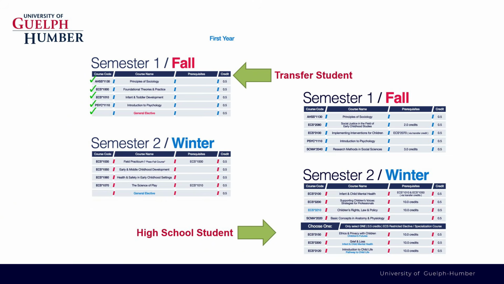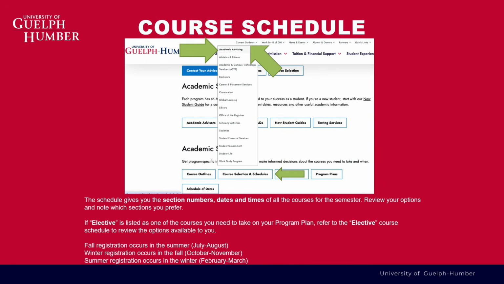But if you're coming directly from high school, look at the program plan on the right. Now, keep in mind, when we select courses, we select courses on a semester-to-semester basis. So right now, we're only looking at the fall semester. So you'd want to look under semester 1, fall, and look at all the course codes listed under that semester. And those are the course codes that you want to be searching for later on. It's important that you note the course code because you want to search specifically for those courses listed on the program plan.